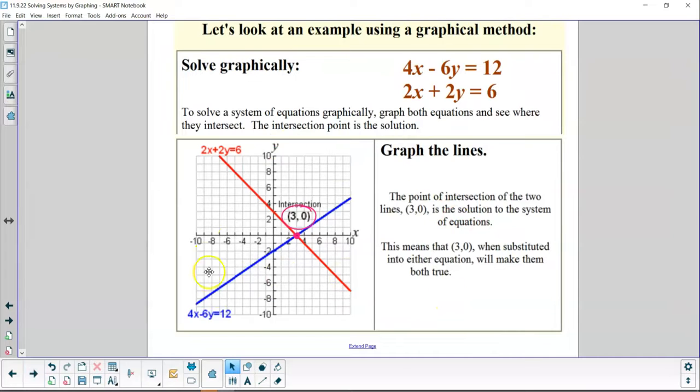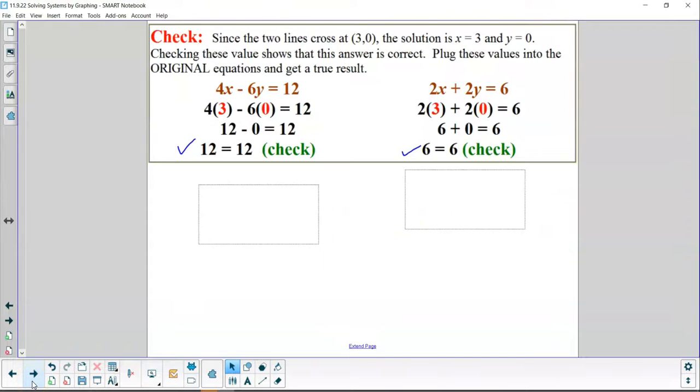So if we look at this example, we have graphed this line and this line, and the point of intersection is (3, 0). So what that means is when (3, 0) is substituted into either of the equations up here, it will make both of them true. So if we plugged in a 3 for x and a 0 for y on both of these equations, it's going to give you a true statement on both sides. Okay, that's how you can check your work.